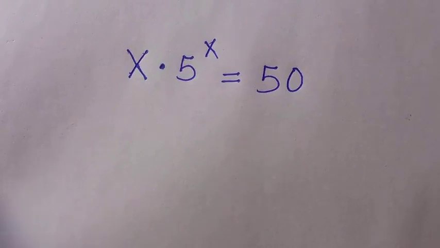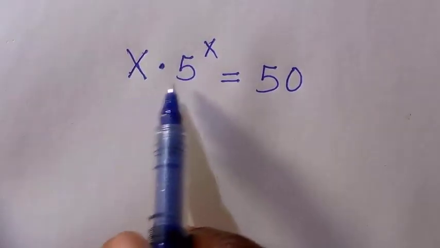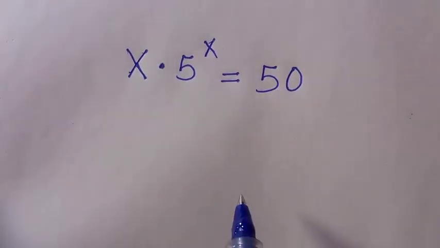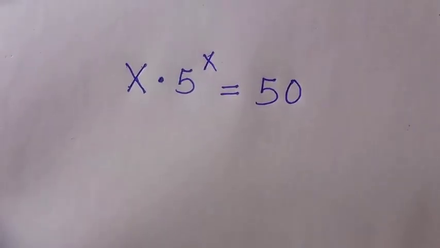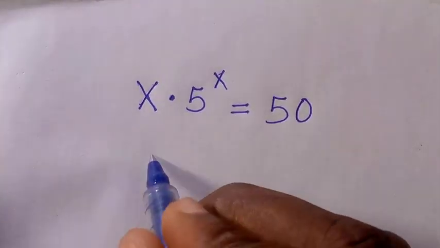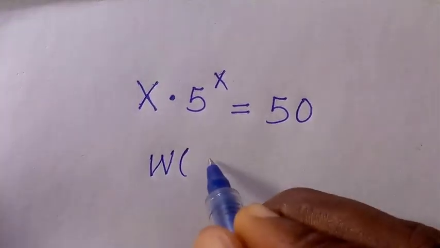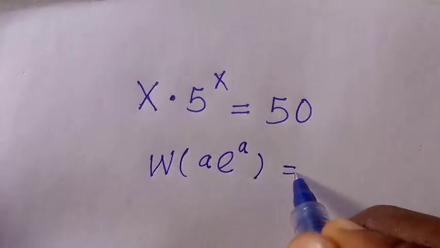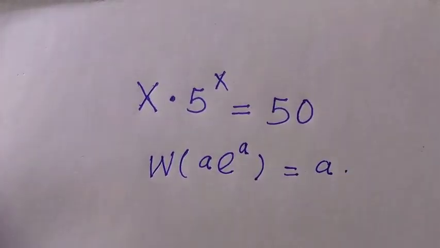How to solve these exponential equations where we have x times 5 to the power x equals 50. To solve this problem, we are going to apply the principle of Lambert omega functions, which states that if we have omega of a exponential of a, this equals a.